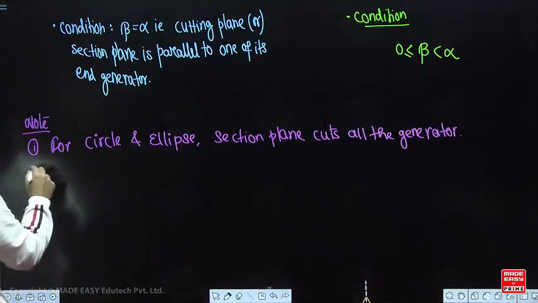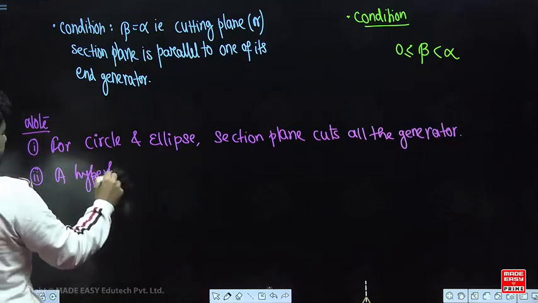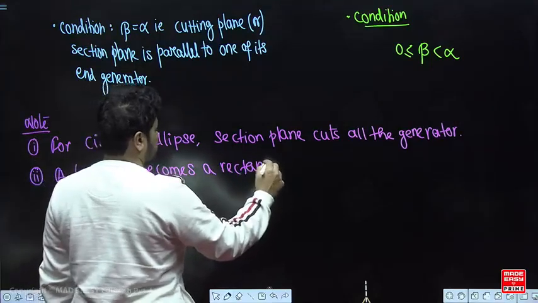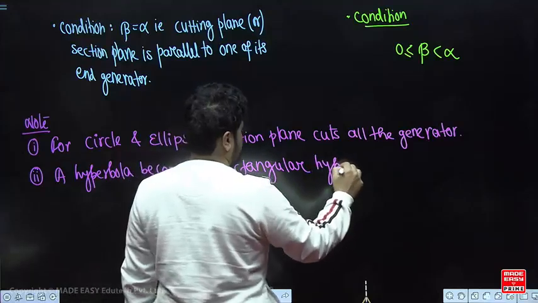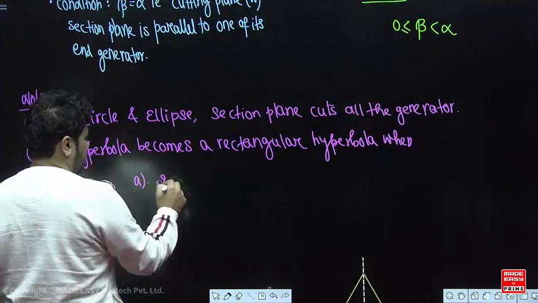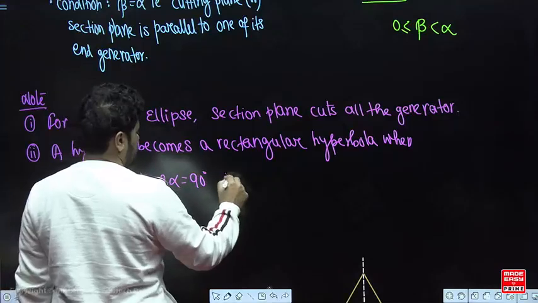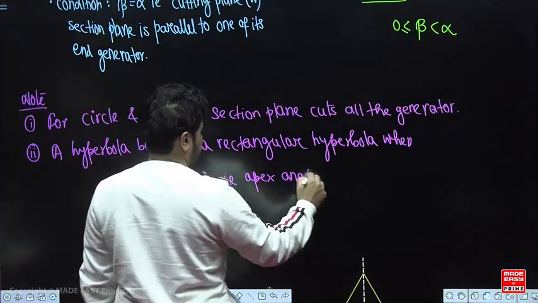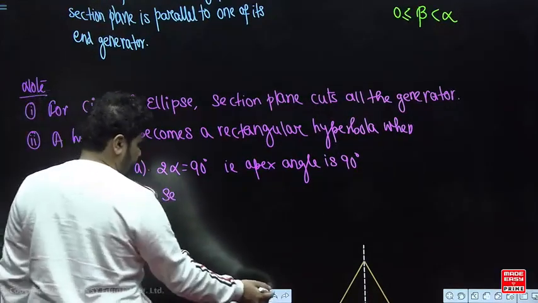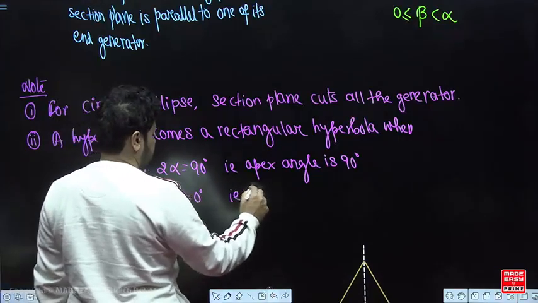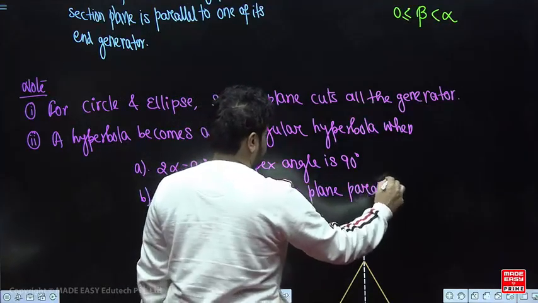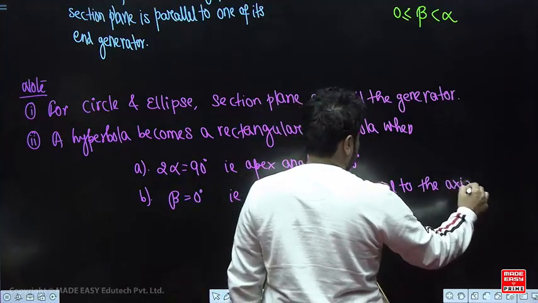Second, a hyperbola becomes a rectangular hyperbola when: a, 2 alpha is equal to 90 degree, that is, the apex angle is 90 degree; b, section angle beta is equal to 0 degree, that is, the section plane is parallel to the axis of the cone.